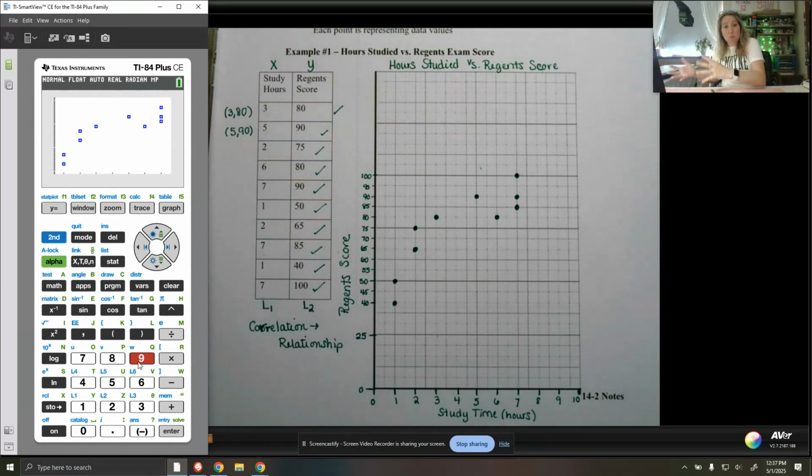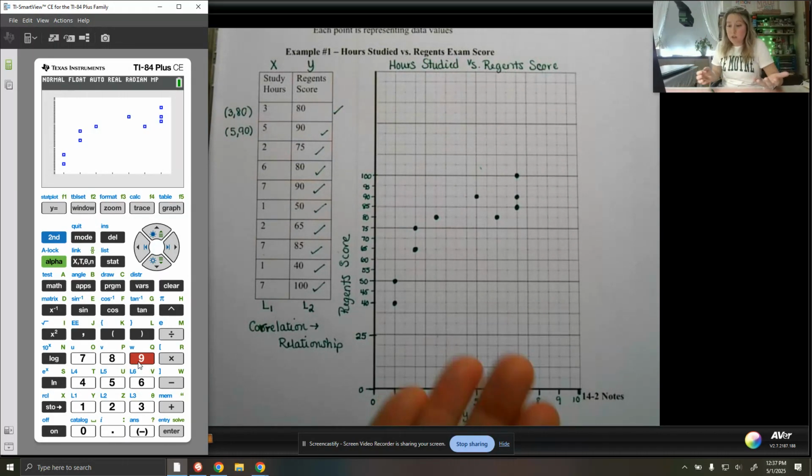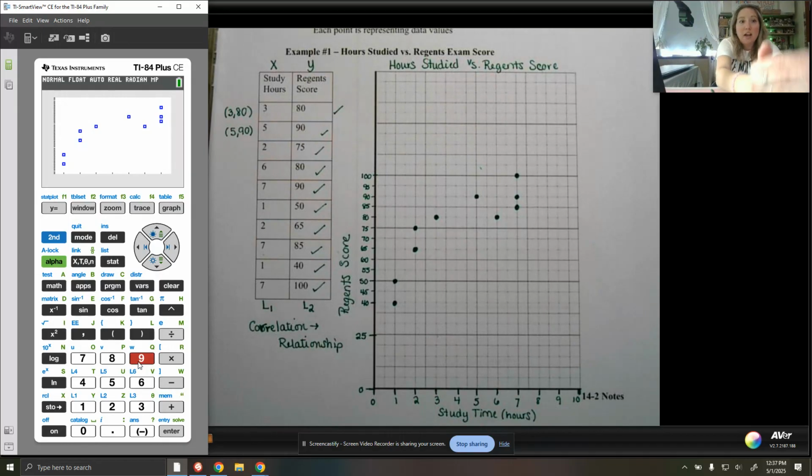And this scatter plot that we are seeing on here is scaled differently from ours, mostly because of the size of your screen. The size of your screen is different from the size of my graph right here. But we can see an extremely similar pattern. And we can definitely see that linear-like pattern that is occurring here between the study time in hours and the Regents score we receive. So we can actually visually see that in our graphing calculator as well.